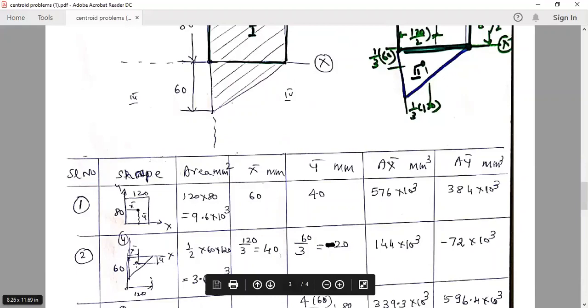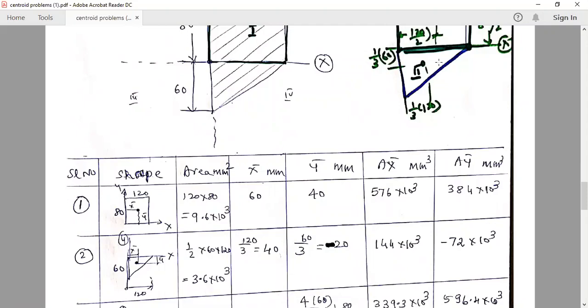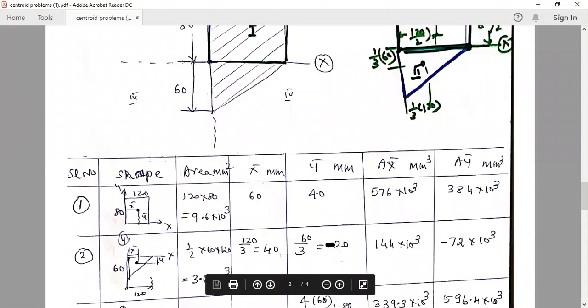But Y bar with reference to this X axis is below the reference axis. The centroid of the triangle is here, so Y bar of the triangle is below the reference axis, so I have written minus. Since this figure is in the fourth quadrant, with my X axis here and Y axis here, Y bar is negative. That's why it is 60 by 3 minus, so minus 20. Y bar of the triangle is minus 20.